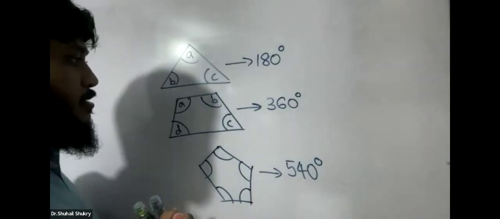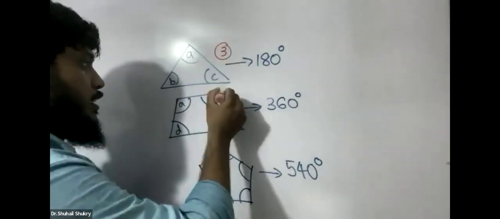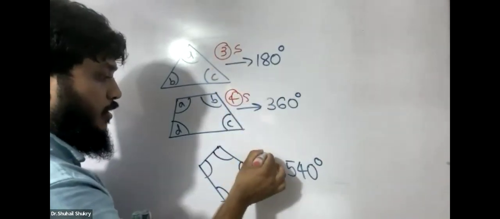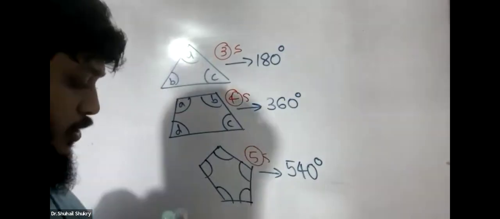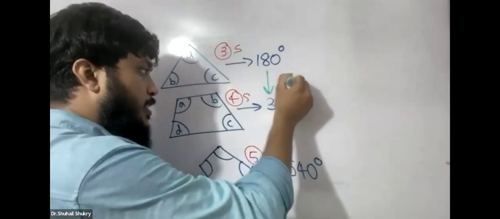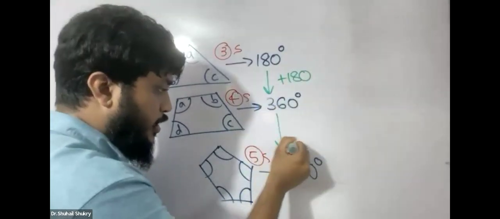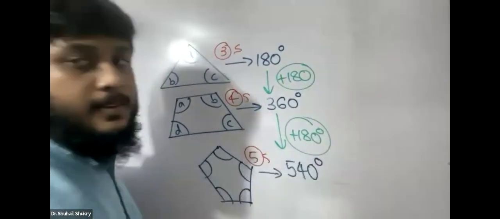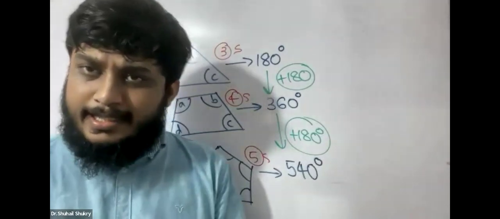3 sides is 180, 4 sides is 360, 5 sides is 540. From 180 to 360, what's happening? Plus 180. From 360 to 540, what's happening? Plus 180. Remember, when a side increases, the angle sum increases by 180 degrees.